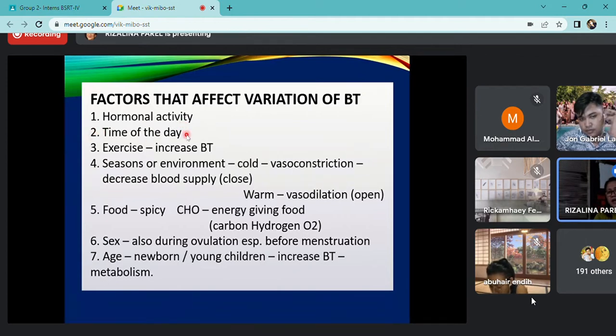Okay, time of the day is late afternoon. Siyempre, pagod na from work. Exercise, there is increase in body temperature. The season, so we all know that in a cold area or venue, nagbabasoconstriction tayo, kaya decrease ang kanyang blood supply. Okay, so close yung kanyang blood vessels minsan, and warm area, nagkakaroon naman ng vasodilation or open yung ating blood vessels. So the food, spicy food, carbohydrates would also be affecting the body temperature, sex, course, and age.